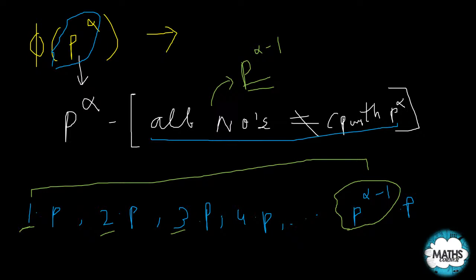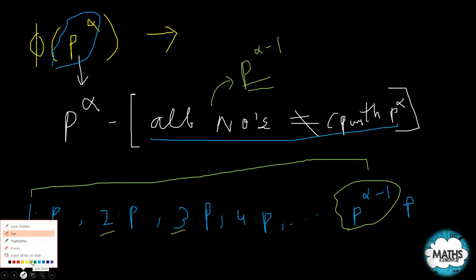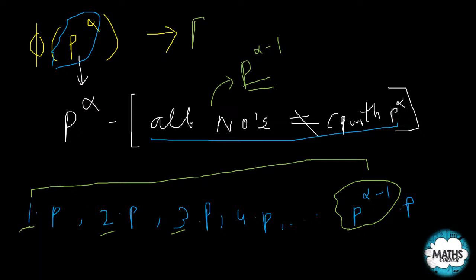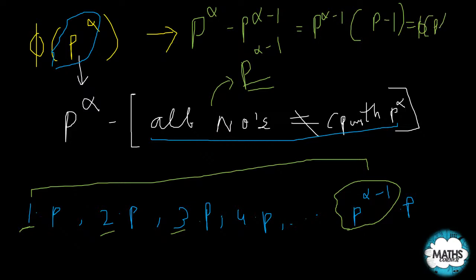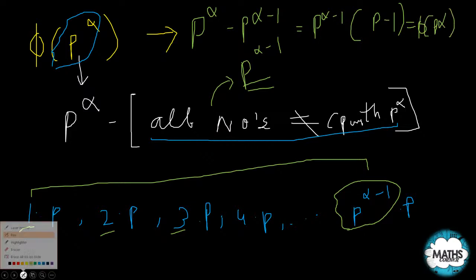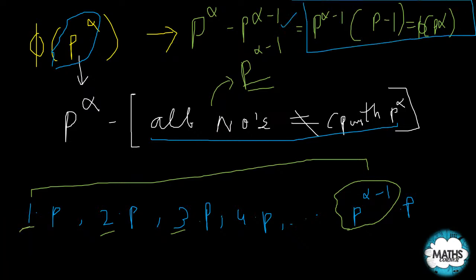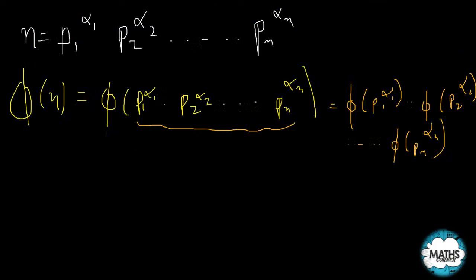So I get phi of p to the power alpha equals p to the power alpha minus p to the power alpha minus 1. Now from here I will take p to the power alpha minus 1 as common, and here I get p minus 1. So this is my value of phi of p to the power alpha: p to the power alpha minus 1 into p minus 1. This result I will use now.